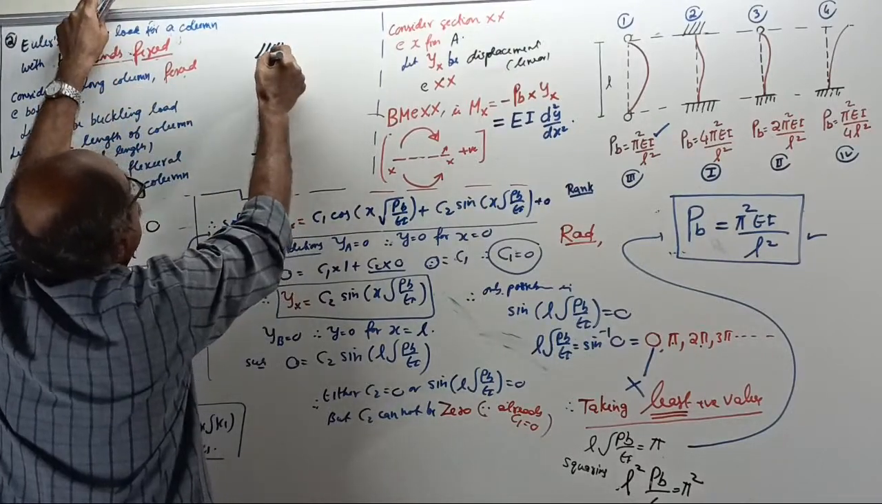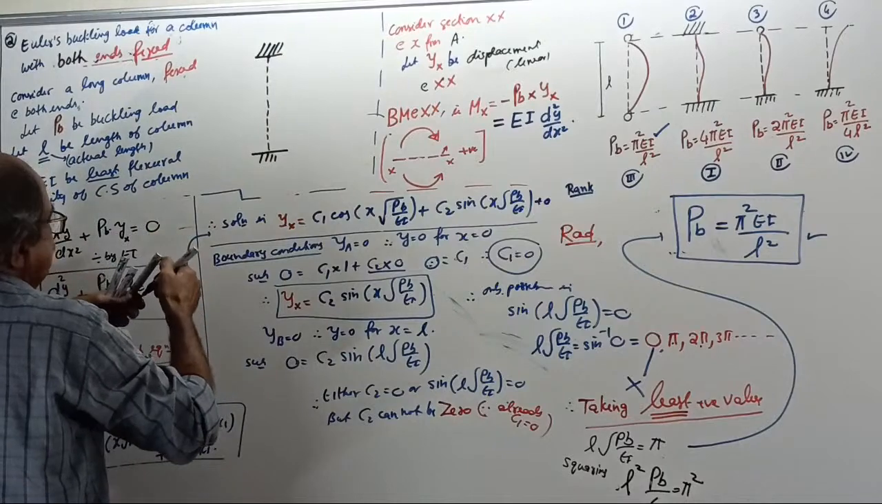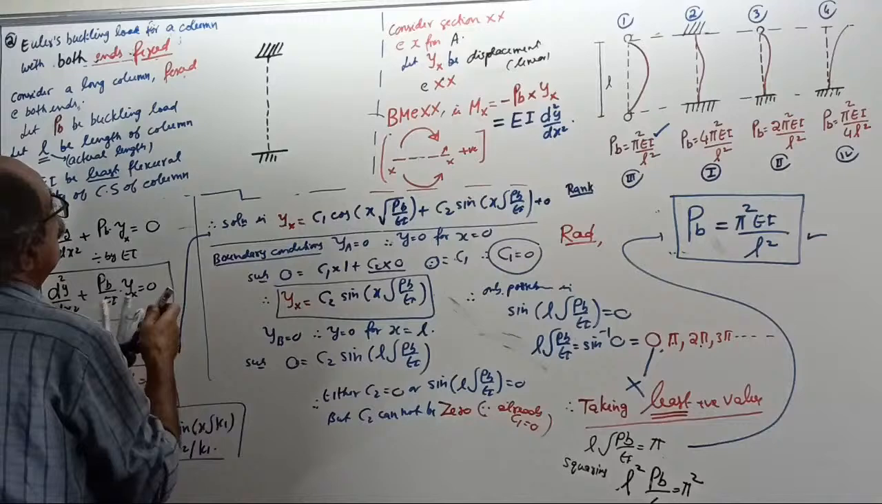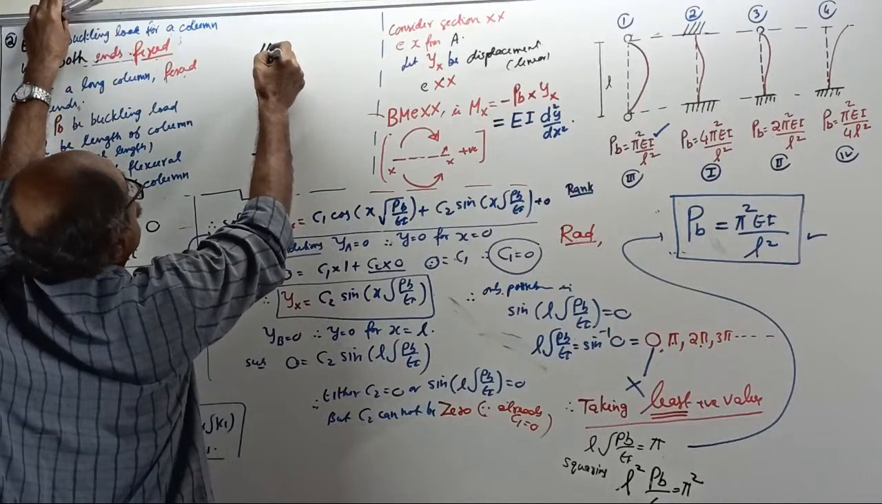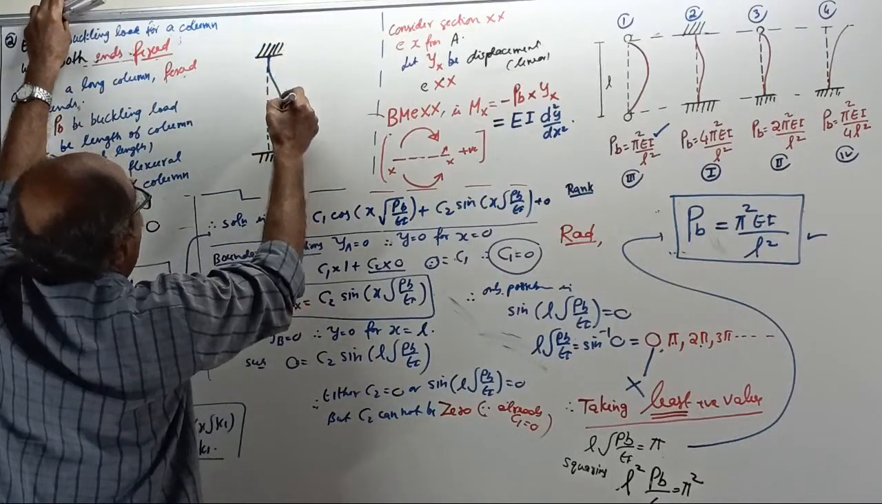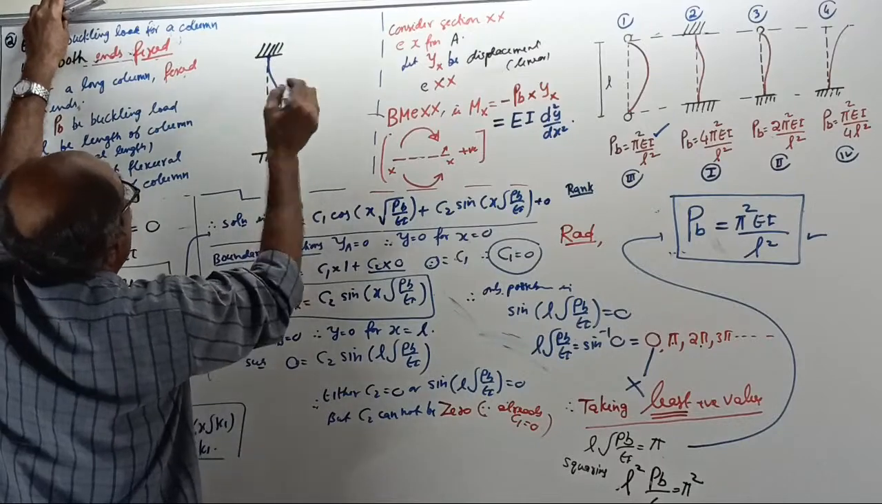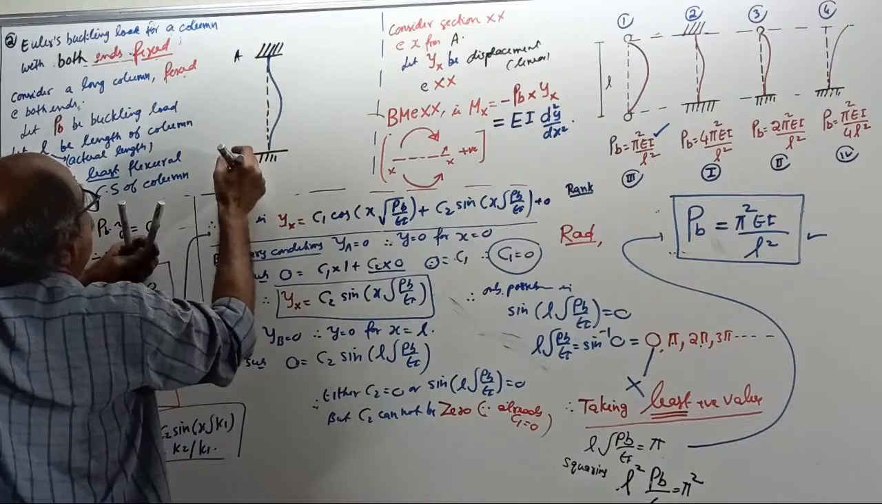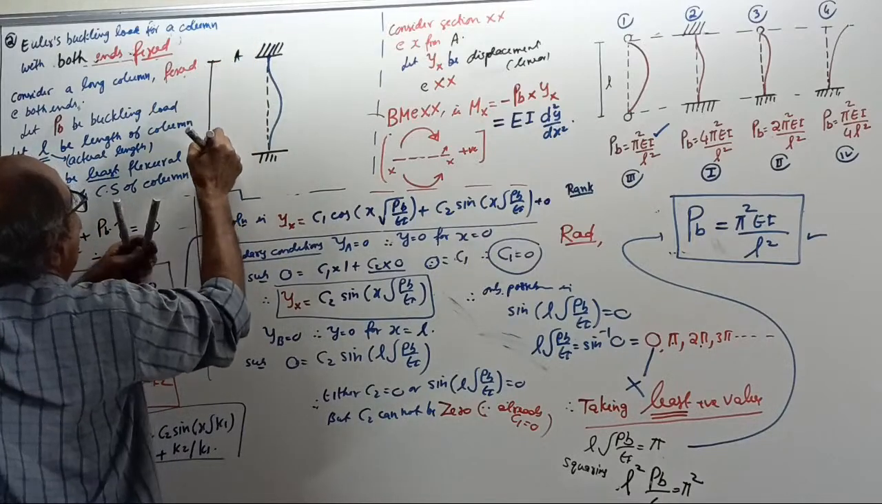The elastic curve will come. I will put blue color; to understand, blue is better. See, it will be zero slope here, this way and this way. This is the elastic curve. Now this point is A, this point is B. Length is L.